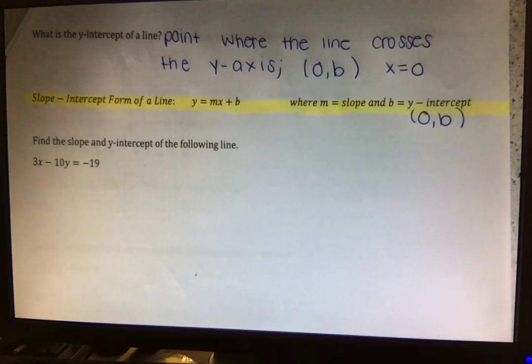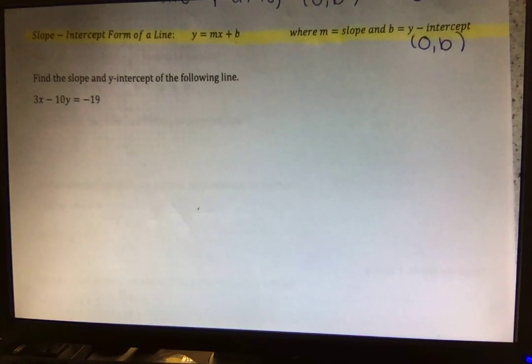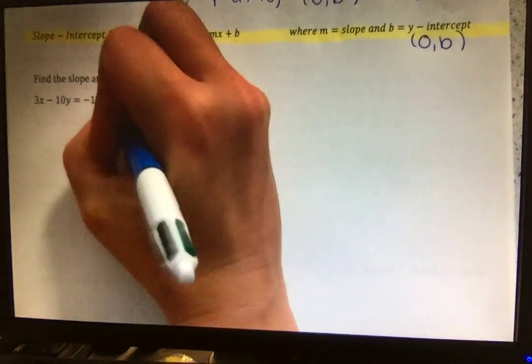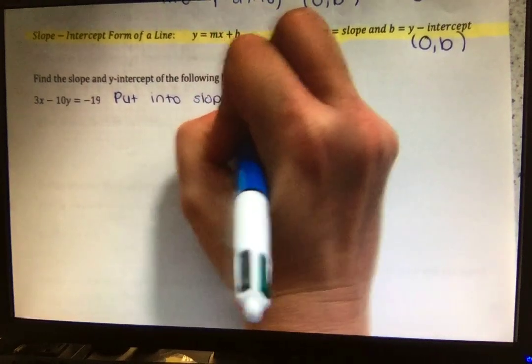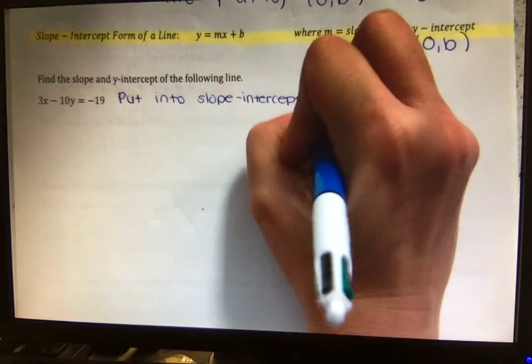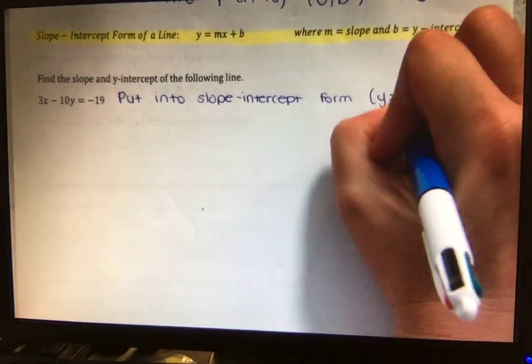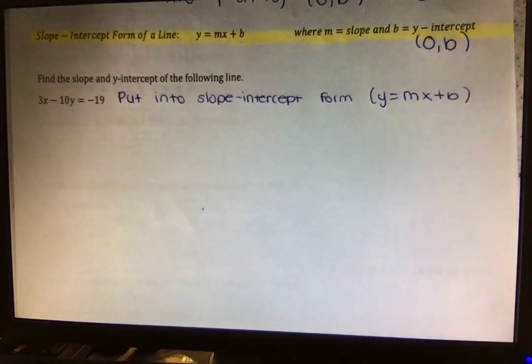So it asks us to find the slope and the y-intercept of the following line. So 3x minus 10y equals negative 19. Just by looking at this, could I see what the slope and the y-intercept are? No, we have to put it into slope-intercept form, which is y equals mx plus b. So I'm trying to solve for y to get y by itself. How do I do that? Subtract 3x from both sides.